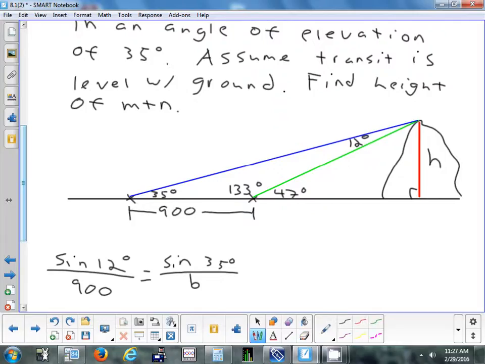I'm going to erase B and write that in. We'll just move B up above. So it's 2482.88.